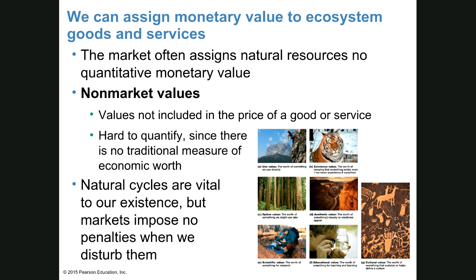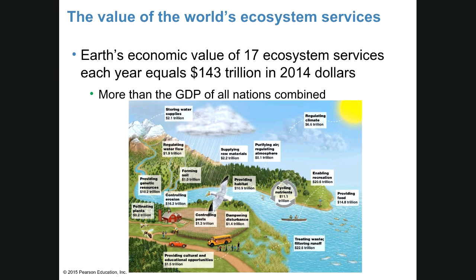E, scientific value, the worth of something for research. F, educational value. And then we have G, cultural value. So these are all things that we don't even give a price tag to, that we don't even include in our markets. Now, I mentioned photosynthesis. Natural cycles are vital to our existence, but markets impose no penalties when we disturb them. So we take a look at the next figure, then we start to see the value of the world's ecosystem services. Okay? Ecosystem services, so that includes photosynthesis.